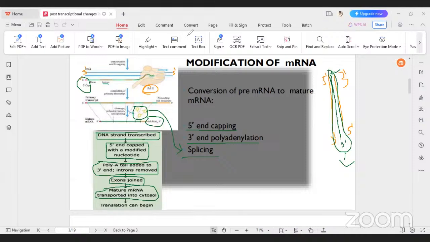Nucleus. During the transcription process, while preparing the mRNA strand, there need to be post-transcriptional changes. So what are the post-transcriptional changes? What are the 3 post-transcriptional changes?